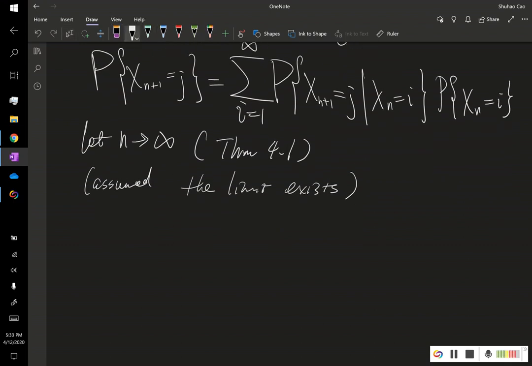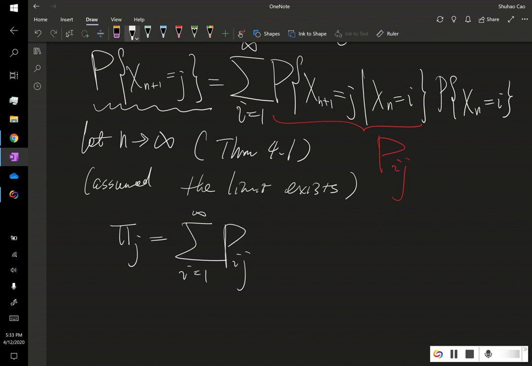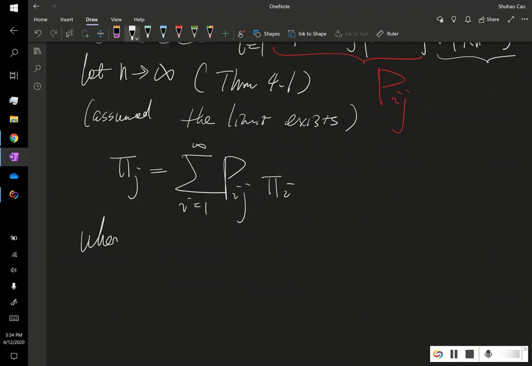And now if we let n go to infinity, this one right here will converge to pi j. And this is our transition probability from i to j. And lastly, if we let n go to infinity, this one is our pi i as well. And we're back to the equation of theorem 4.1, where pi i is equal to the limit as n goes to infinity of the probability that X_n is i.